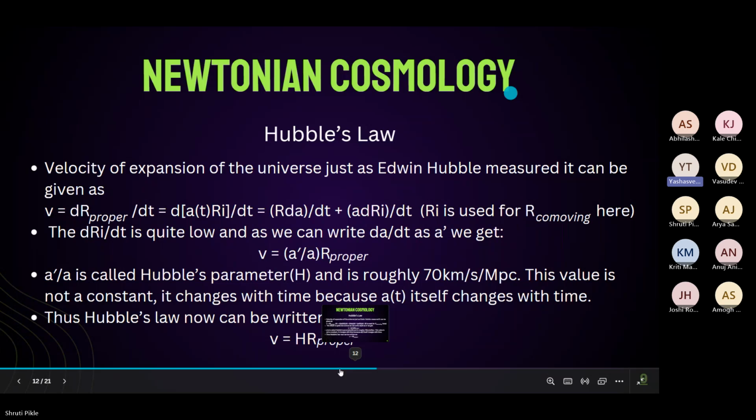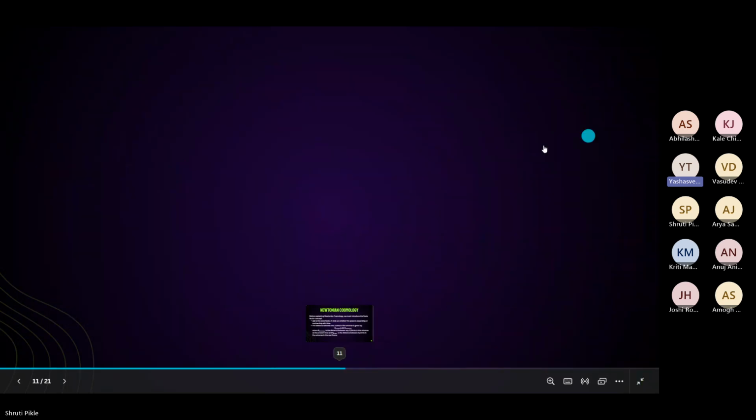So, continuing. We already saw Hubble's law, but now we will actually derive Hubble's law. Hubble's law basically tells us about the velocity of expansion of the universe, just as Edwin Hubble told us.